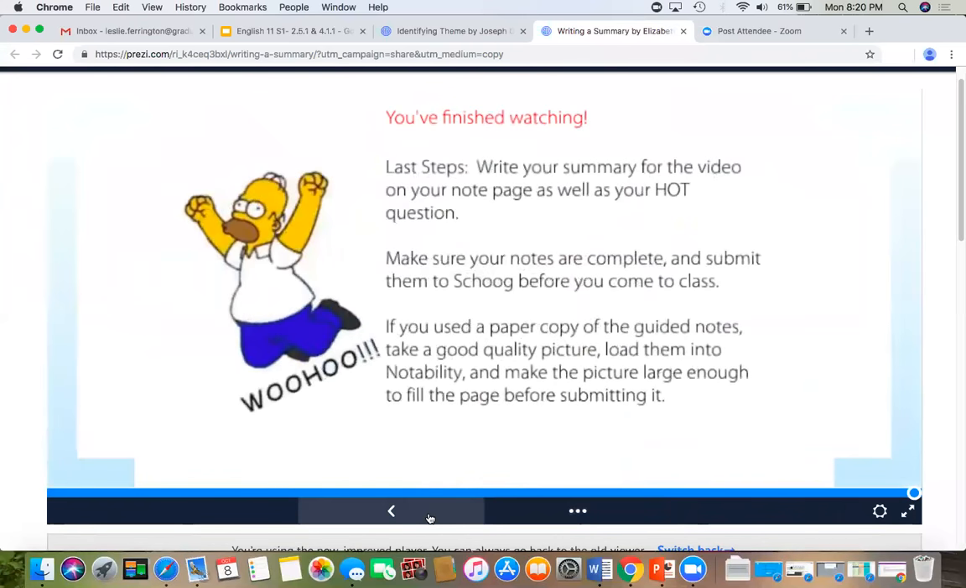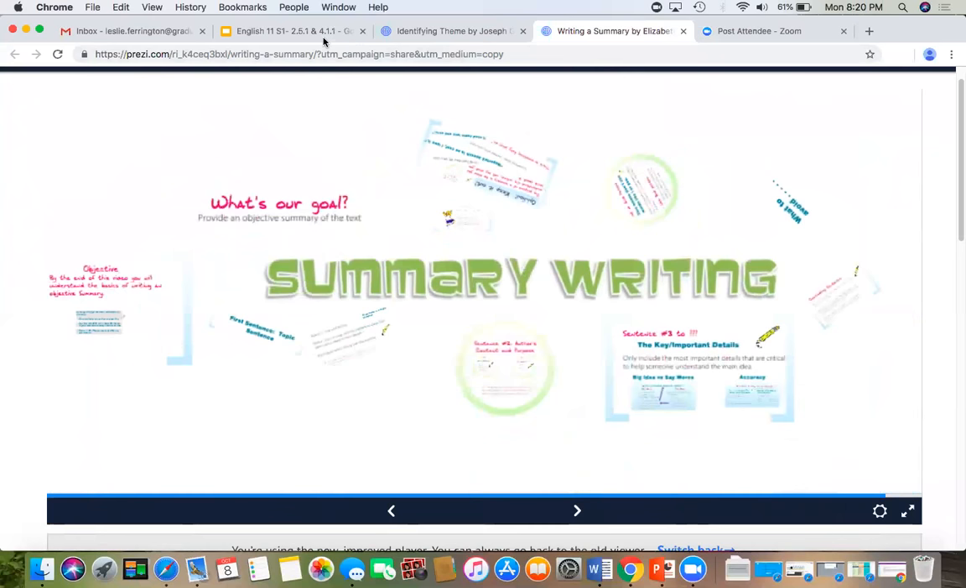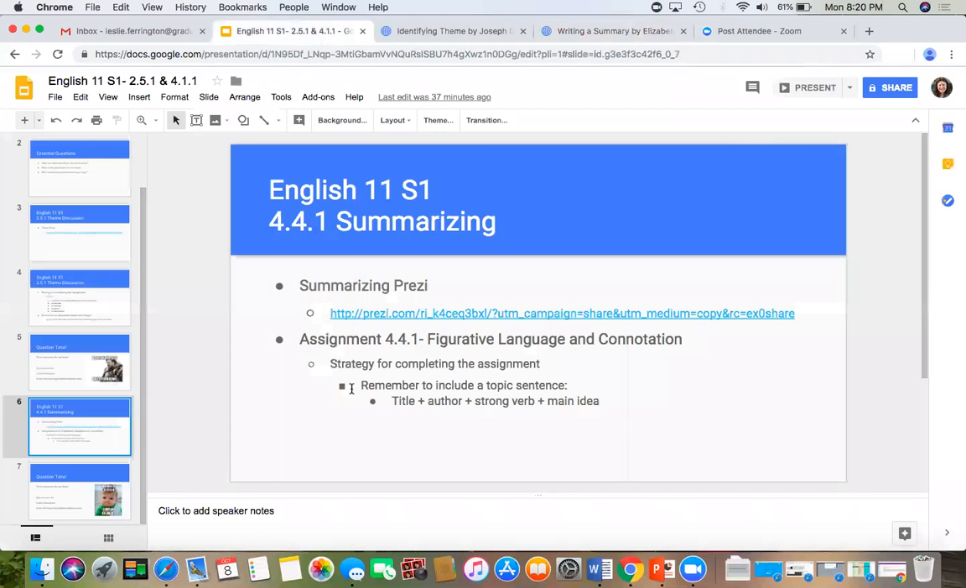So we're going to actually go back here because we don't need to do that. Okay, moving back over to our assignment. So assignment 441, figurative language and connotation, strategy for completing the assignment. You need to remember to include a good topic sentence. So you have the title, the author, the strong verb, and the main idea, and that is on your assignment. So if you forget about this, it's in the assignment itself. The paragraph is very short, so you really need to make sure that when you're reading it, you are using really good specific details from the paragraph to find out what is the point of that paragraph.